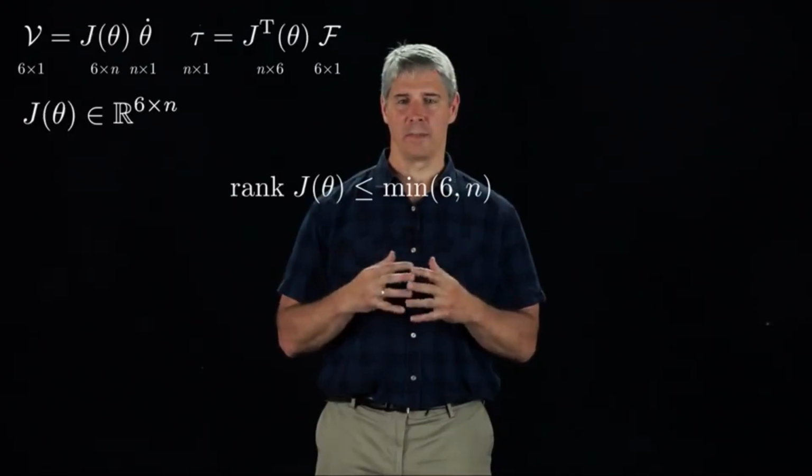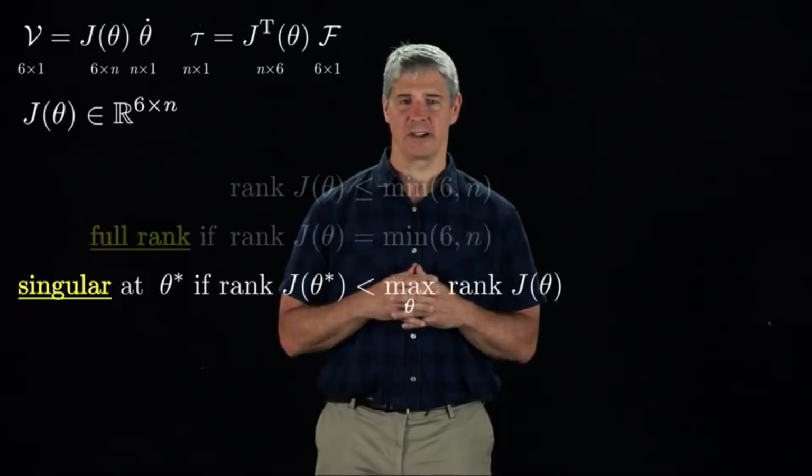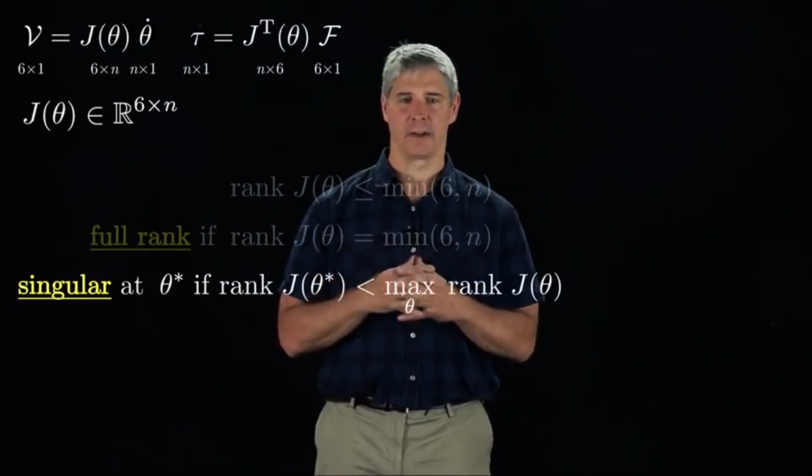We say that the Jacobian is full rank at a configuration theta if the rank is equal to the minimum of 6 and n. We say that the Jacobian is singular at a configuration theta star if the rank of the Jacobian at theta star is less than the maximum rank the Jacobian can achieve at some configuration. At a singular configuration, the robot loses the ability to move in one or more directions.